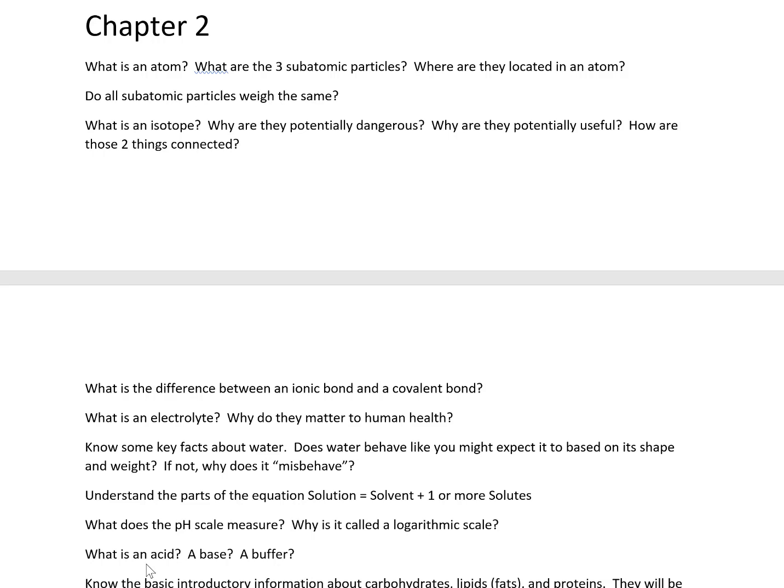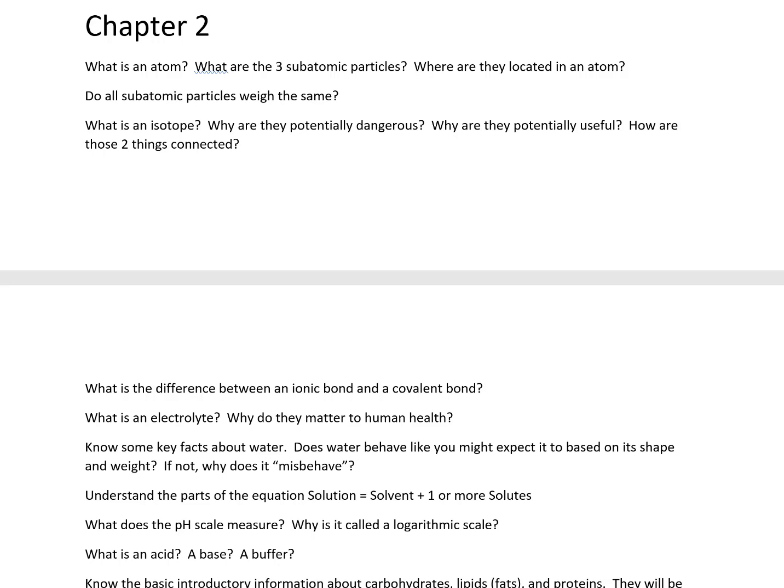All right, what is an isotope? Why are they potentially dangerous? Why are they potentially useful? And how are those two things connected? So an isotope is when you take an element. To be an element, the number of protons determines which element you are. The number of neutrons determines whether or not you're a neutral element or an isotope. So an isotope is an element with a different number of neutrons. An example would be carbon dating. We have carbon 14, carbon 13, carbon 12. They have different numbers of neutrons.